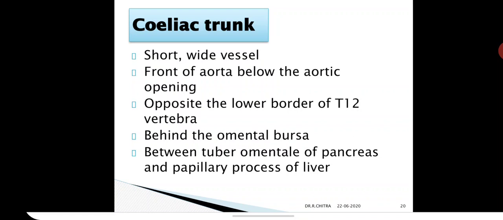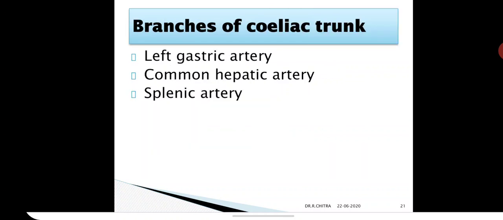Origin: it arises from the front of the aorta, just below the aortic opening, opposite the lower border of T12 vertebra. It arises from the aorta behind the omental bursa, otherwise the lesser sac. Between the tuber omentale of the pancreas and the papillary process of the liver will be the origin of the celiac trunk. So origin we have seen. Branches of the celiac trunk: left gastric artery, common hepatic artery and splenic artery.